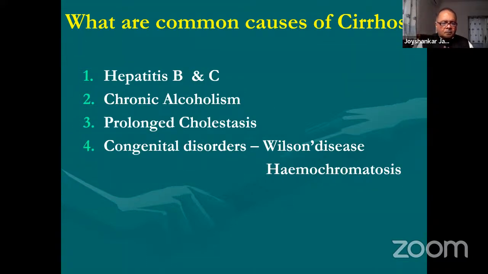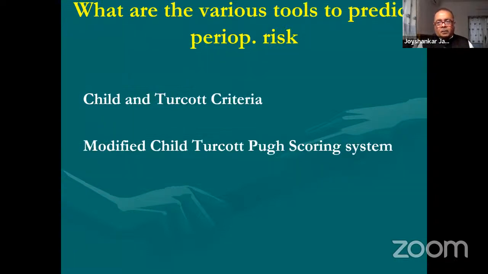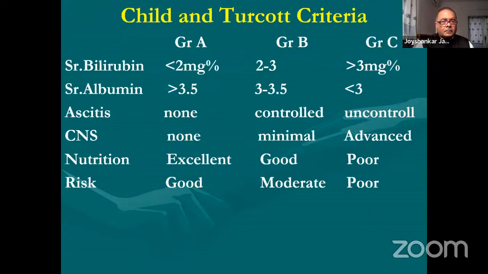Then, what are the various tools to predict the perioperative risk in a patient with obstructive jaundice and cirrhosis undergoing surgery? So there are various tools. Commonly followed are the Child-Pugh criteria and the modified Child-Turcotte-Pugh scoring system, called the modified CTP system. So this will give a rough idea of the prediction about the risk factors of the patient. So what is the Child-Pugh criteria? It is divided into 3 grades and takes into account bilirubin, albumin, ascites, the CNS status, and the nutritional status of the patient. Depending on this, the risk is given as A, good; B, moderate; and in group C, it is poor.